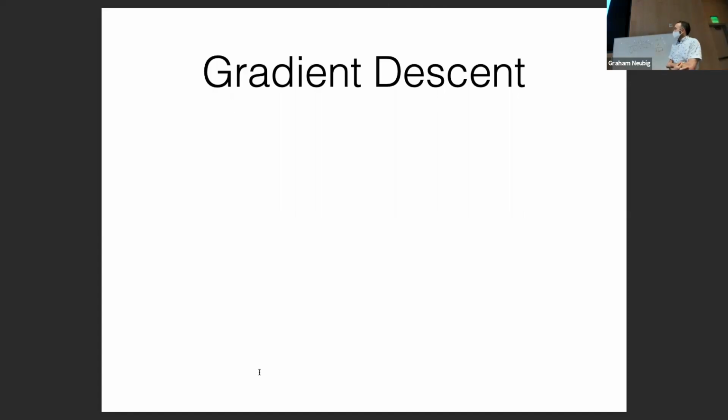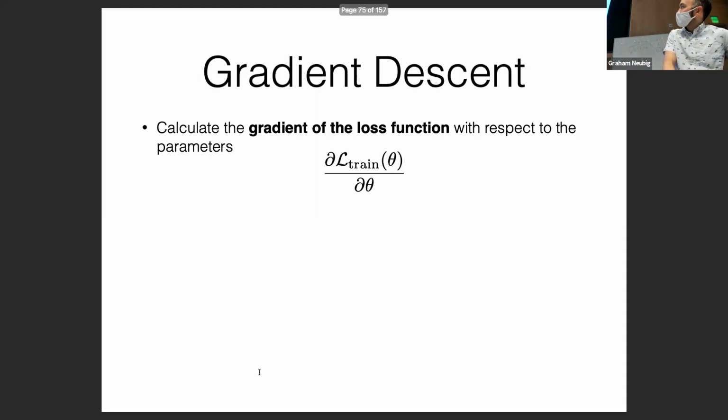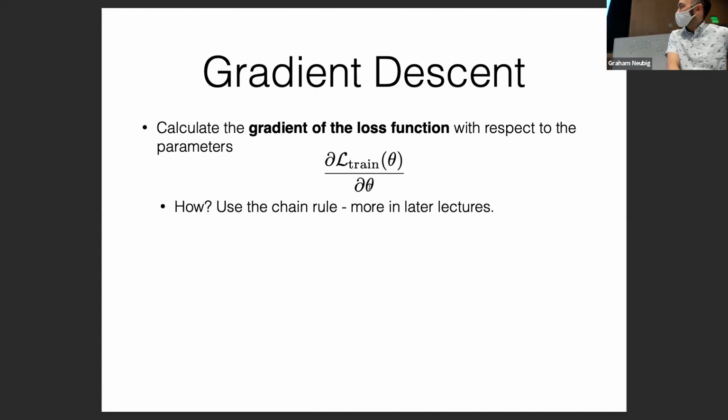And then how do we actually optimize the parameters? The parameters are optimized using gradient descent. We calculate the gradient of the loss function with respect to the parameters. So if we move in this direction, the loss will go up. If we move against this direction, the loss will go down.